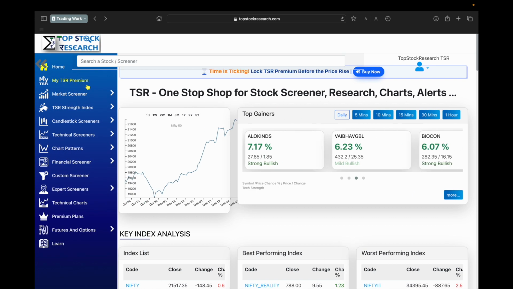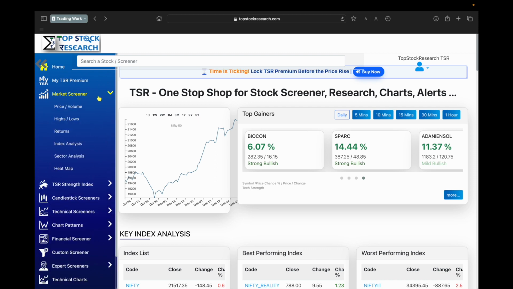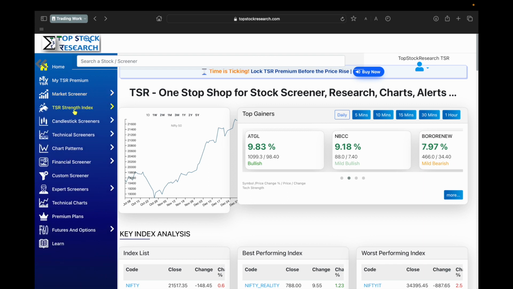Before getting to that, let me show the menu. On the left side of the website you can see this menu, and I'm going to explain it. Market screener: in this market screener you can screen stocks by price or volume, highs and lows, returns, index and sector analysis, this kind of thing. And the TSR is their personal screening, we can't look at that.